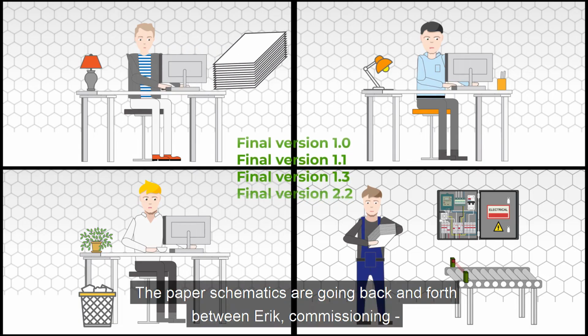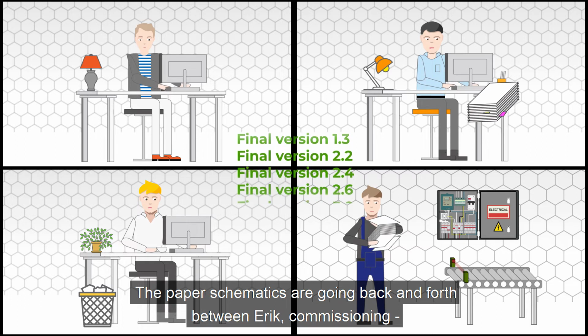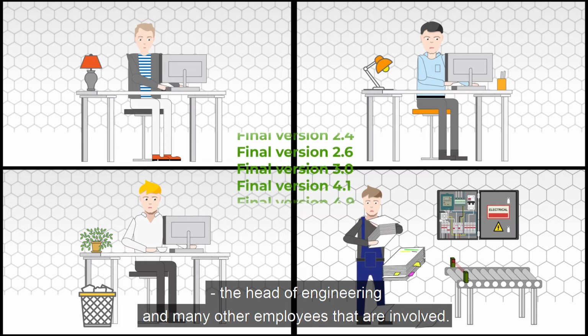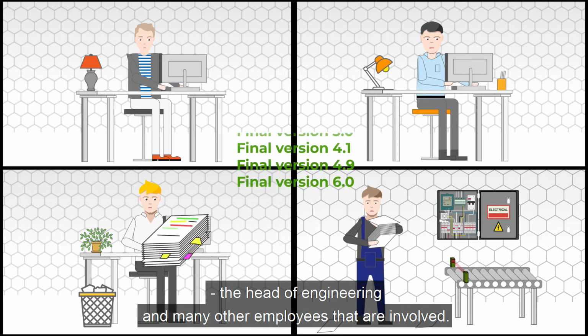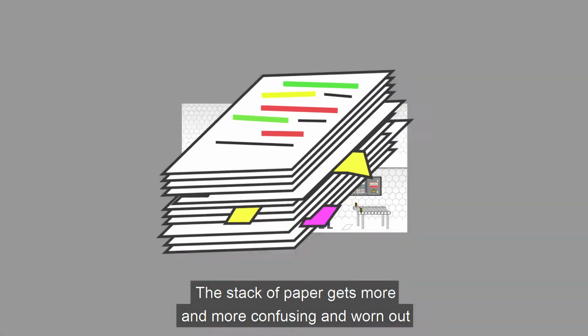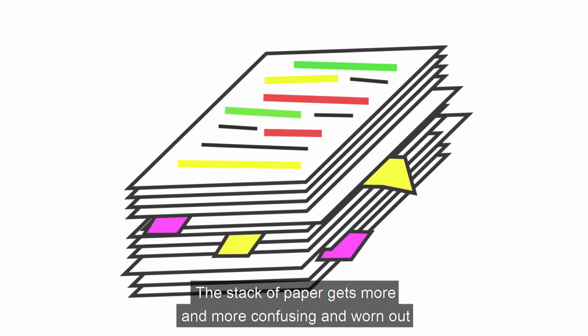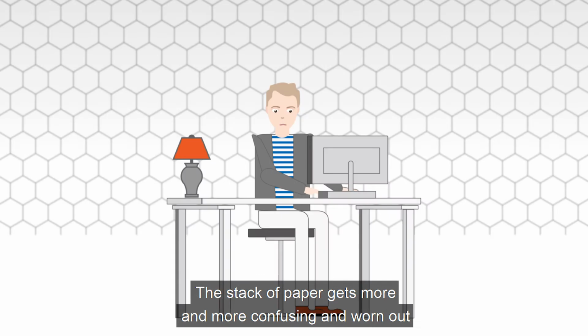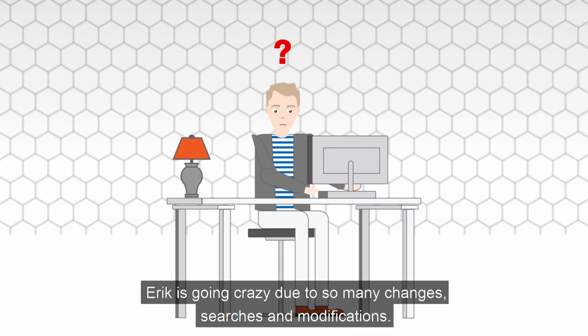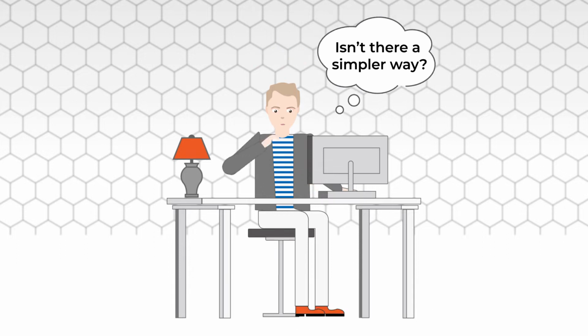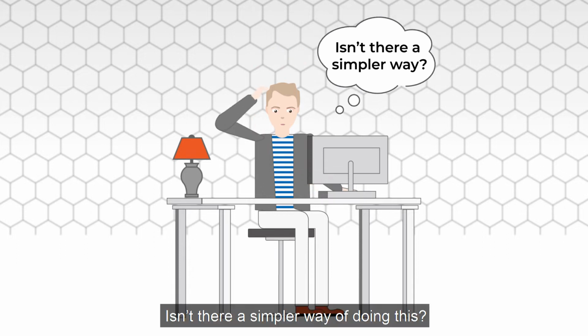The paper schematics are going back and forth between Eric, commissioning, the head of engineering, and many other employees that are involved. The stack of paper gets more and more confusing and worn out. Eric is going crazy due to so many changes, searches and modifications. Isn't there a simpler way of doing this?